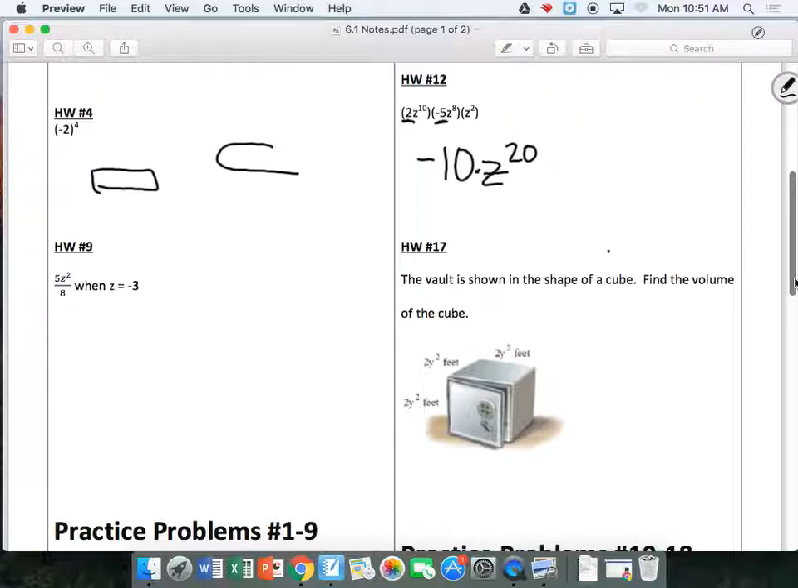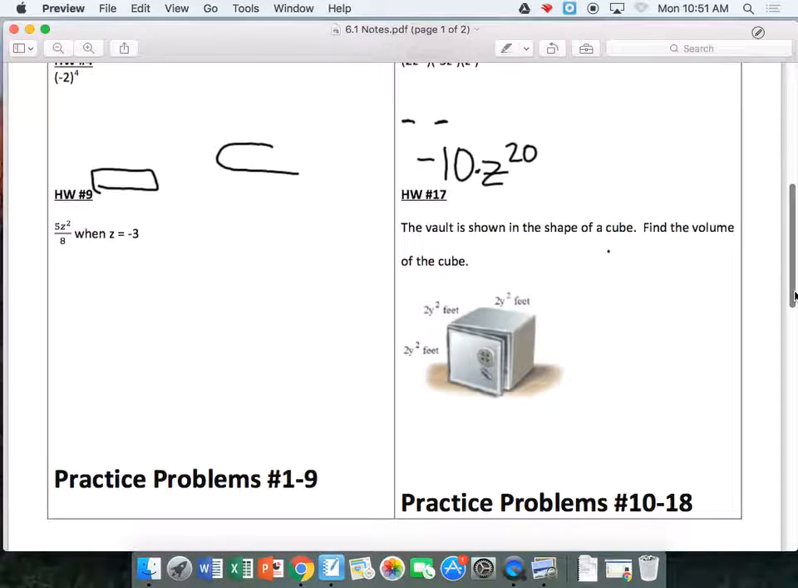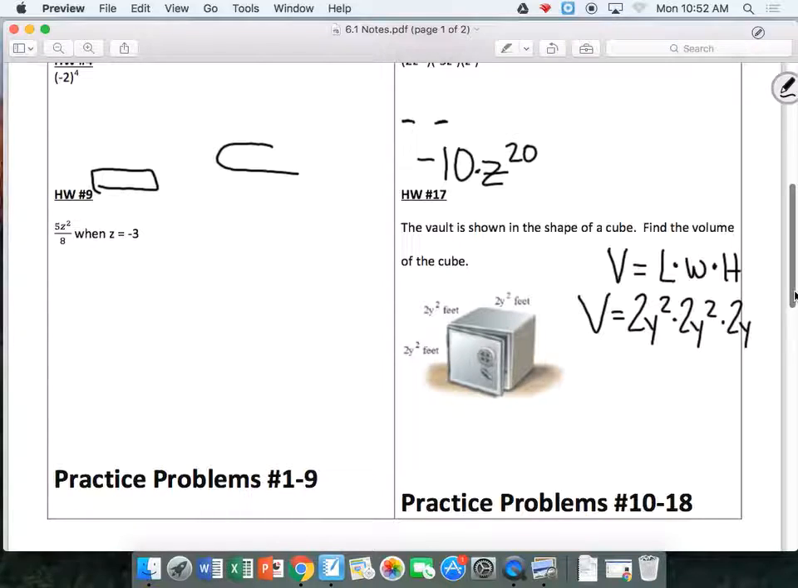Okay? All right, on number 17, they want us to find volume. Since this is the shape of a cube, volume is length times width times height. That's the formula for volume of any rectangular prism. Okay? Cubes are rectangular prisms. Wouldn't it be 8y to the h? Length, width, and height. It's 2y squared times 2y squared times 2y squared. Right? The length, width, and height, they're all the same.